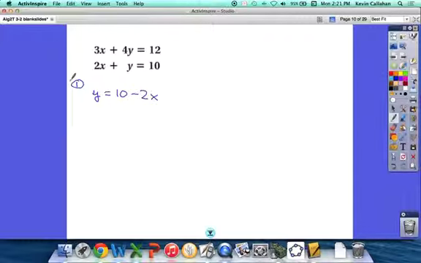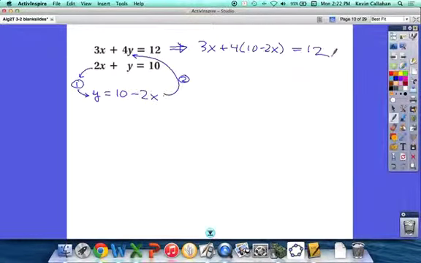Okay, so this one here became that. So now we want to plug this in here. That's going to be step 2. So 3x plus 4 times 10 minus 2x equals 12. So you could see that is this equation. It's just I've replaced the y with 10 minus 2x. See, that should look like it's the same thing.